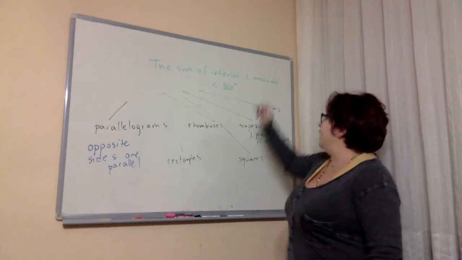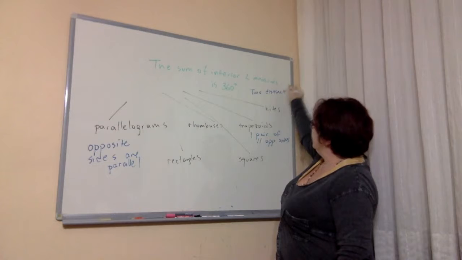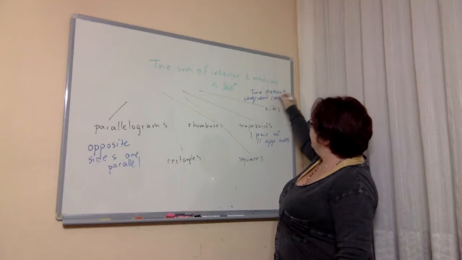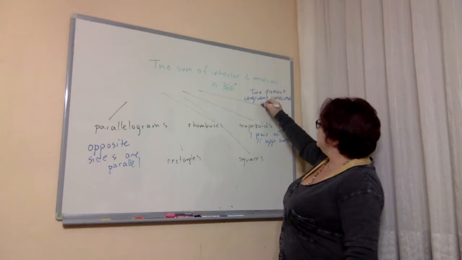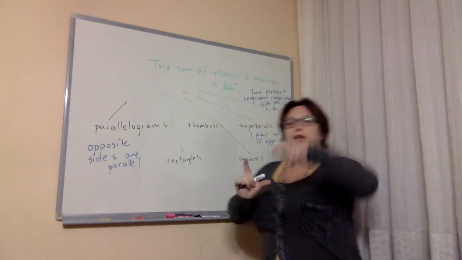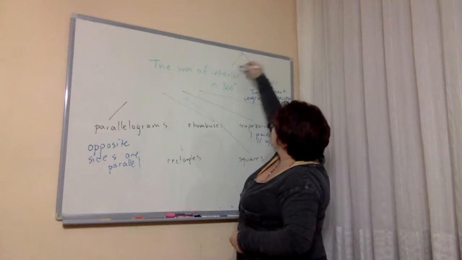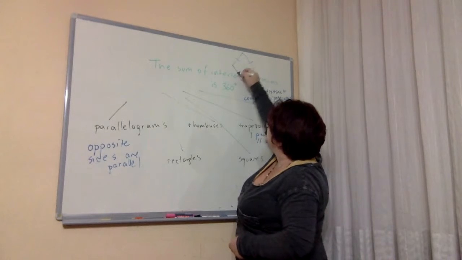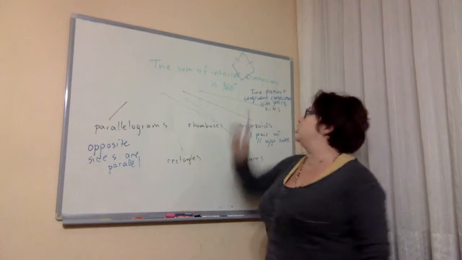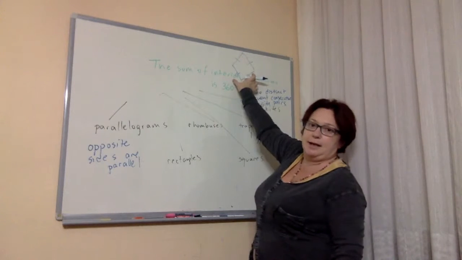In a kite, we've got two distinct congruent consecutive side pairs. So how do you construct a kite? You actually stick two isosceles triangles on top of each other to get a kite. But these two isosceles triangles have got to be distinct. So this pair of sides has got to be of a different length than this pair of sides.